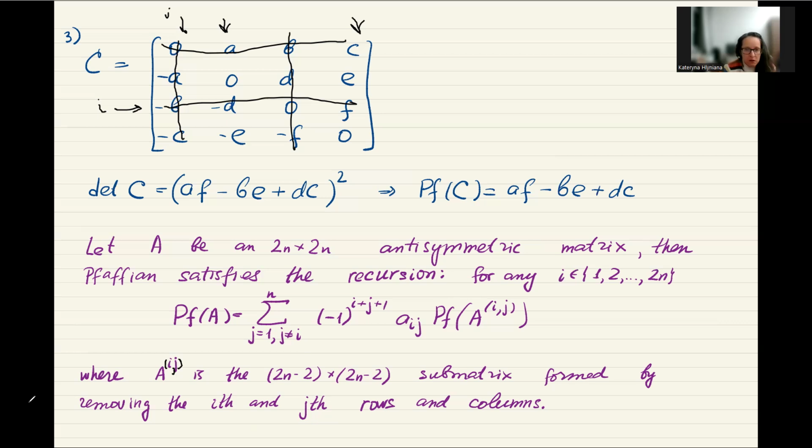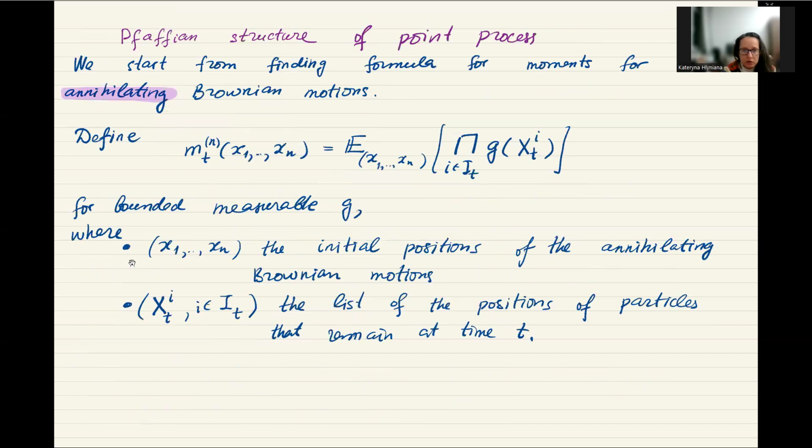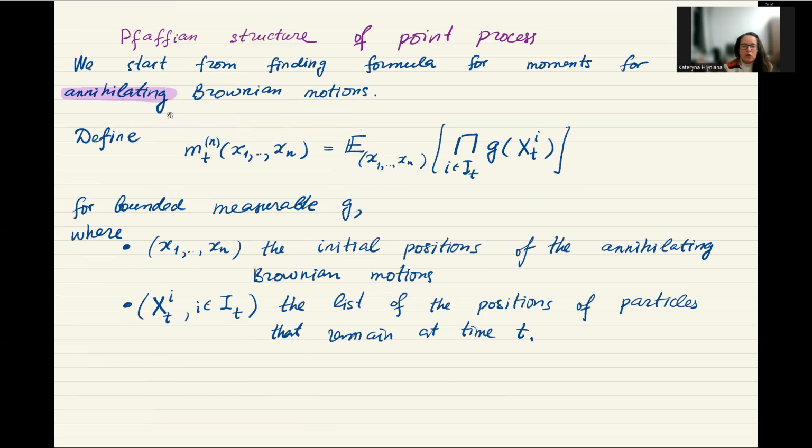Okay, so now that we understand what the Pfaffian is, we can go to the characterization of moments of Brownian systems with interaction. So now we will talk about the properties of point processes formed by annihilating Brownian motions.